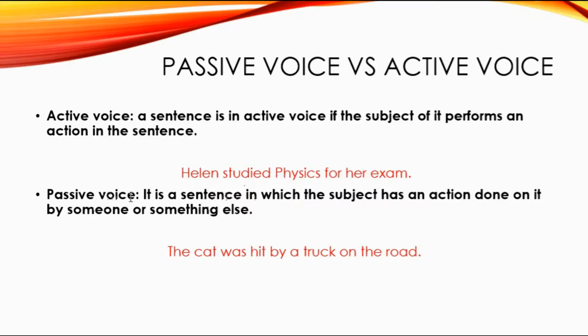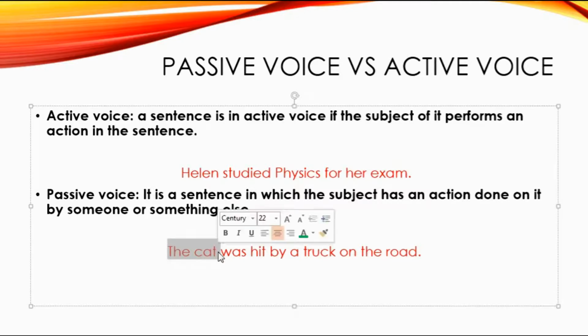What about the passive voice? It is a sentence in which the subject has an action done on it by someone or something else. So in this case, the subject is not doing something. Something is being done on the subject, right? So it changes the way the sentence works. The car was hit by a truck on the road. The car didn't do anything. The truck hit the car, right?